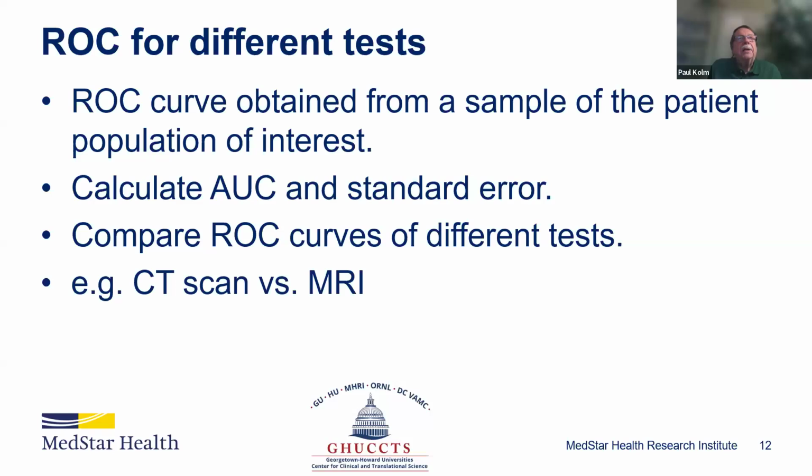So in one application here we might want to look at different tests for a particular disease. And so we calculate the ROC curve from a sample of patients from the population of interest. And we calculate the AUC, the area under the curve, and its standard error. And then we can compare the ROC curves for different tests. So, for example, a CT scan versus an MRI.